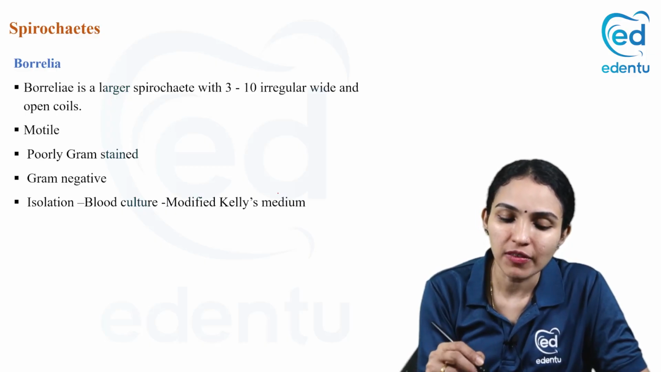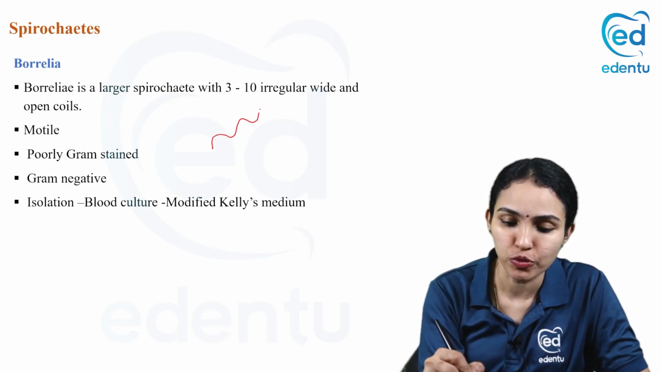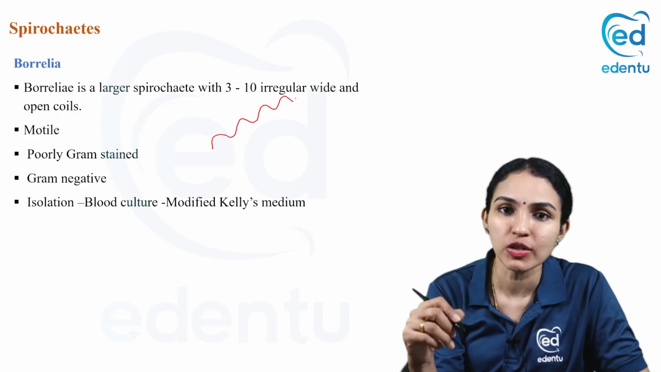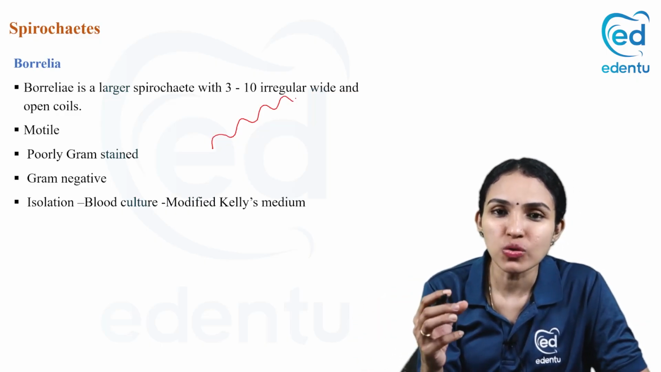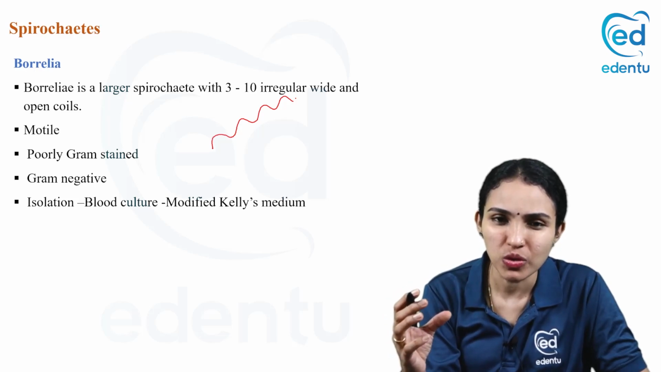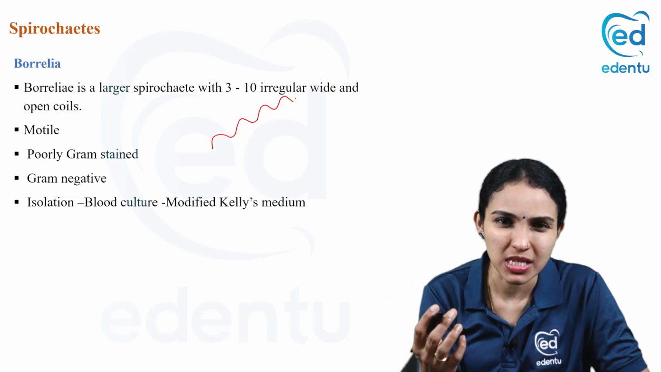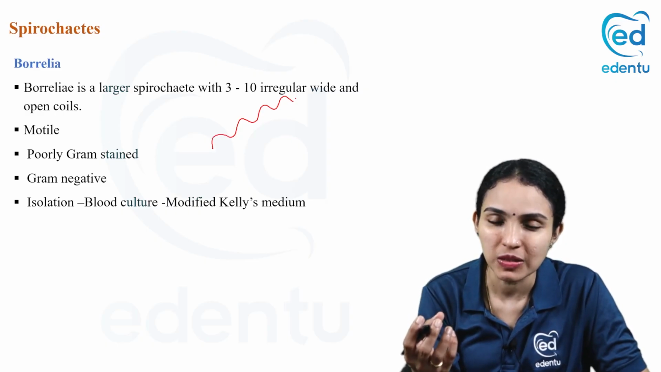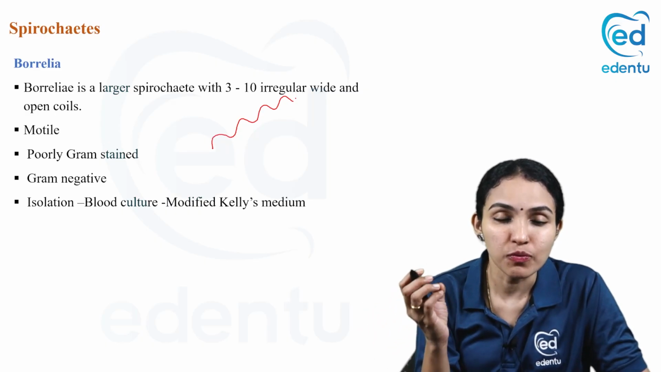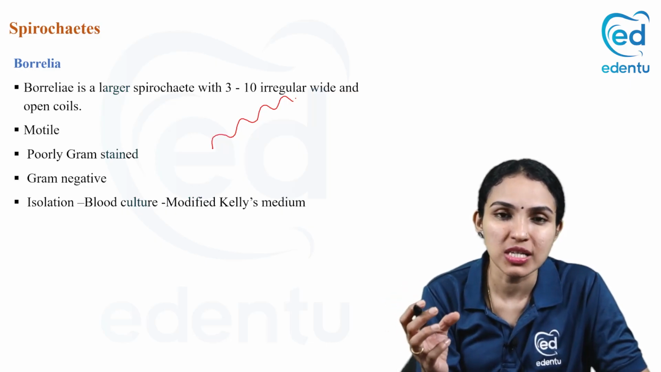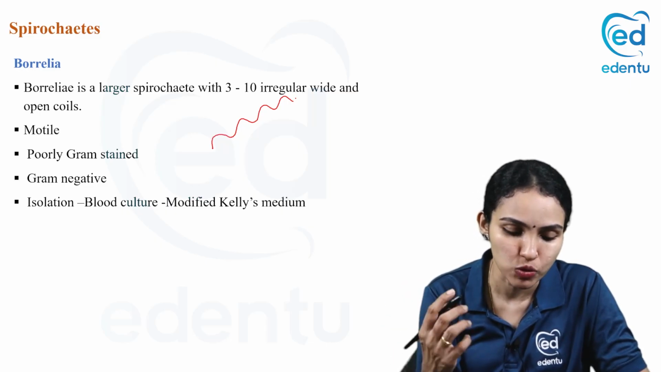But it has fewer coils, and they are wider than Treponema. It will be like this: wide, irregular, open coils, about 3 to 10 coils. So it's a broader one, and it can be visualized by light microscopy to some extent. Though it is poorly gram stained, it's not that thick as the other bacteria, but you can still visualize it by gram staining to some extent because it's broader compared to Treponema pallidum and Leptospira.